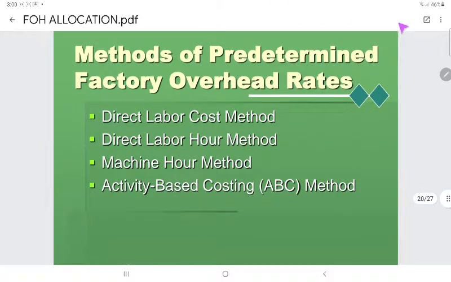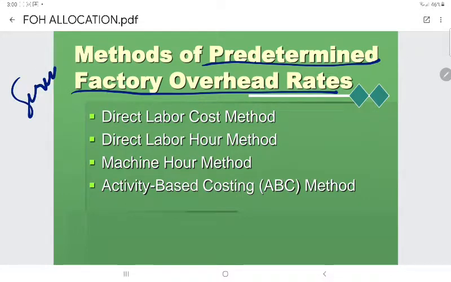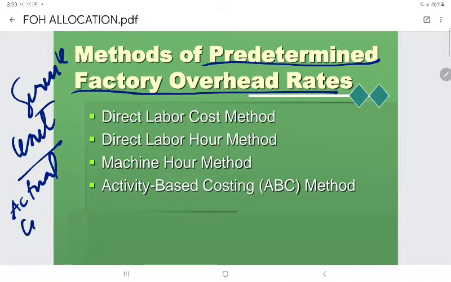Now, what are your methods for determining a predetermined factory overhead? Yung una kanginang pinag-usapan natin, you're talking about the service unit. Okay? Paano mo siya i-allocate? Yung kanyang actual cost ng service unit, i-allocate mo.